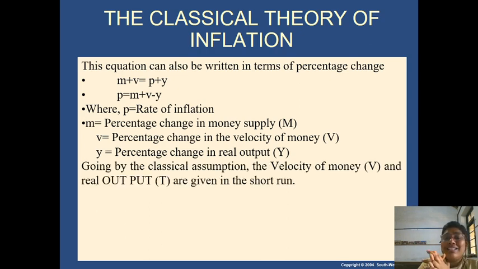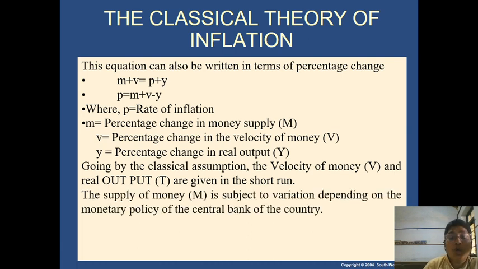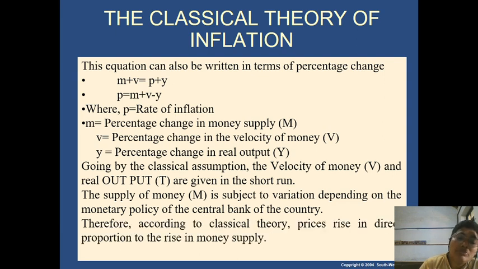Going by the classical assumption, velocity of money and the real output are given in the short run. So what is more important is m. The supply of money is subject to variation depending upon the monetary policy of the central bank of the country. When v and y remain constant and m is changed, who is responsible for changing m? The money supply is changed by the Reserve Bank, the Central Bank of a country, according to their monetary policy. So when the money supply increases, price level also increases because v and y remain constant. Therefore, according to classical theory, prices rise in direct proportion to the rise in money supply.